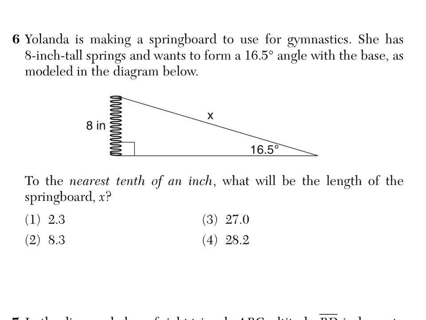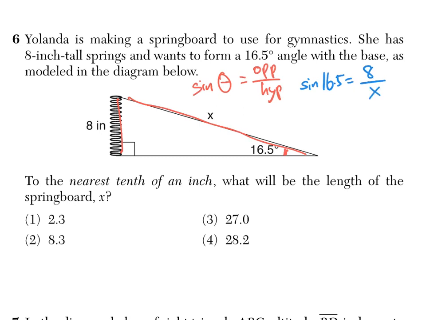Well, we're going to need to recognize that we're using our trig ratios, and is it sine, cosine, or tangent? Well, I know that if we're looking at it from the 16.5-degree perspective, we're going to be using opposite over hypotenuse. And so, as a quick reminder, sine is SOH-CAH-TOA, right? So it's opposite over hypotenuse. And in this case, it's going to be sine 16.5 equals opposite 8 inches over x. That's the unknown length of this springboard.